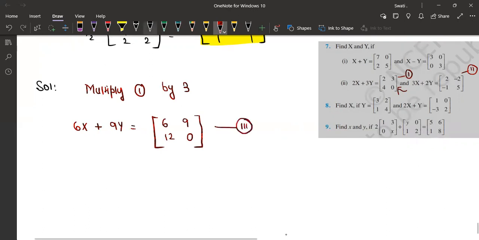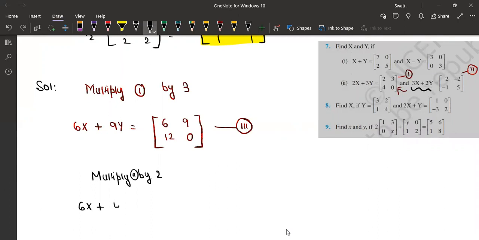Okay. Now what I'm going to do, I'm going to multiply equation 2 by 2. That means 3x plus 2y times 2. That means this will become 6x plus this will become 4y, right? Equals, here this will get multiplied by 2. So 2 times 2 is 4, 2 times negative 2 is negative 4, 2 times negative 1 is negative 2, and 2 times 5 is 10. Now let's put this as equation 4.